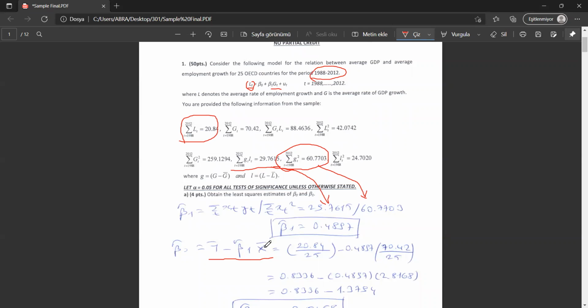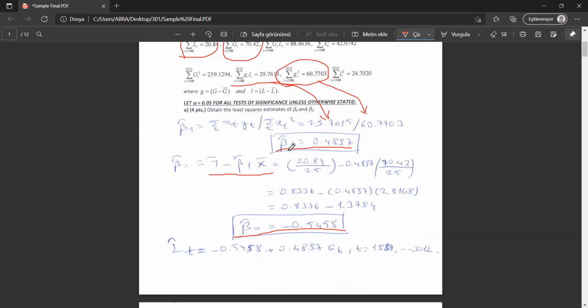And for the x bar, we can do the same thing. Our x's here are g's, and the summation of g's is given here. If I divide this by 25, I will get the x bar. And for the beta 1 hat, we have already found it in the previous part. We just put the values instead of the formula, and we get beta 0 hat.